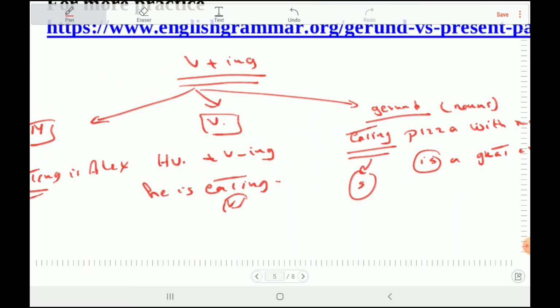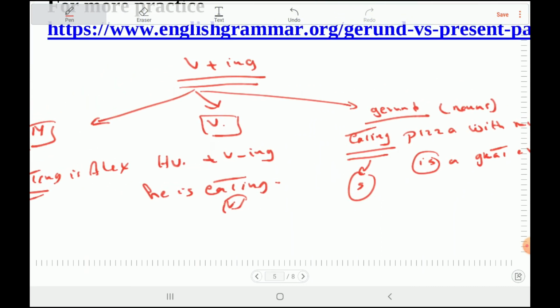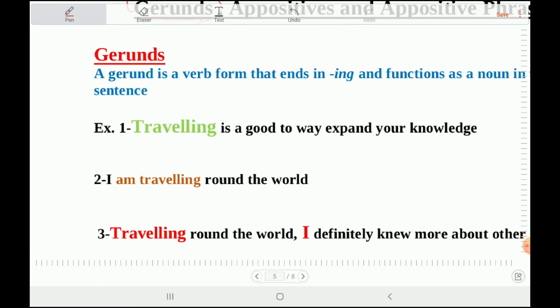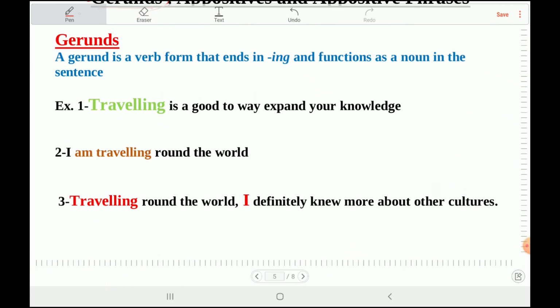So the -ing is one of three things: a modifier, a verb when you have a helping verb, or the gerund. And the gerund, if it comes as a subject, you must have a verb. The subject of the gerund is always a noun. What is the function of a noun? It can be a subject, it can be an object. So look at the examples here.